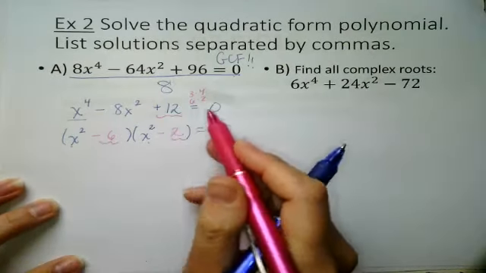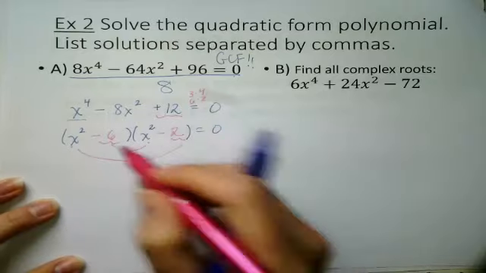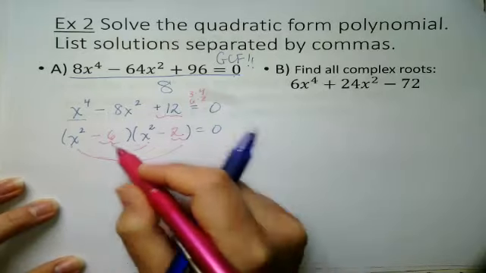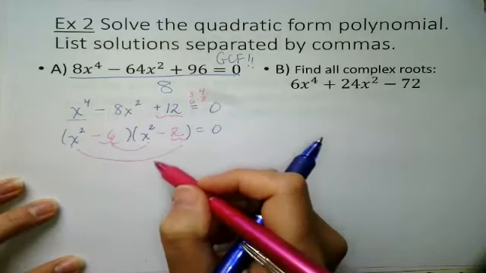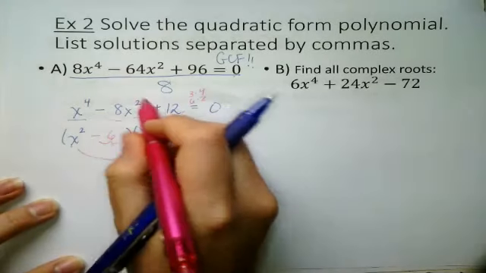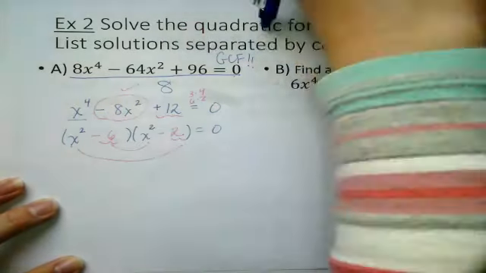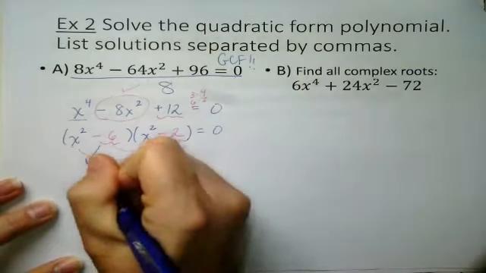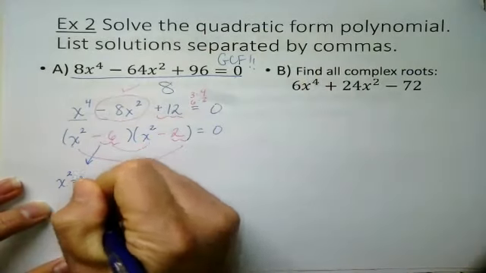And the reason I chose that, again, check your rainbow, is because when you multiply those outer and inner products, negative 2x squared and negative 6x squared gives us that middle term, which is what we want. Then we can set each bubble equal to 0.